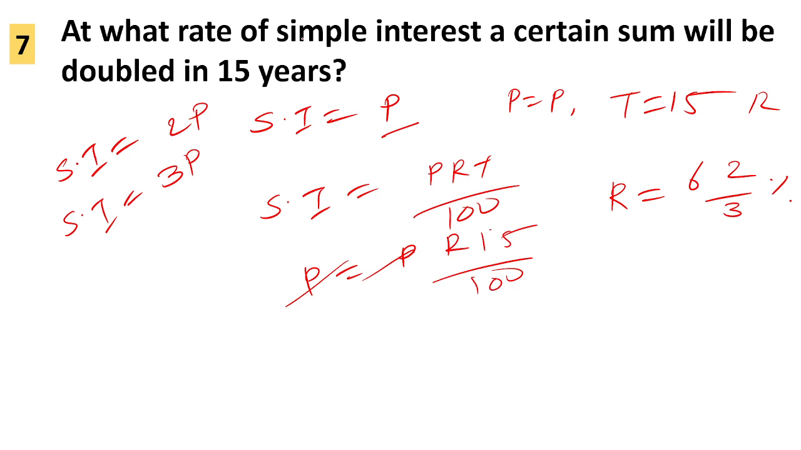So whenever he asks for the double, you will take the simple interest equal to P, the same. When he asks for the triple, you will take the simple interest as 2P. When he asks for 4 times, you will take the simple interest as 3P.